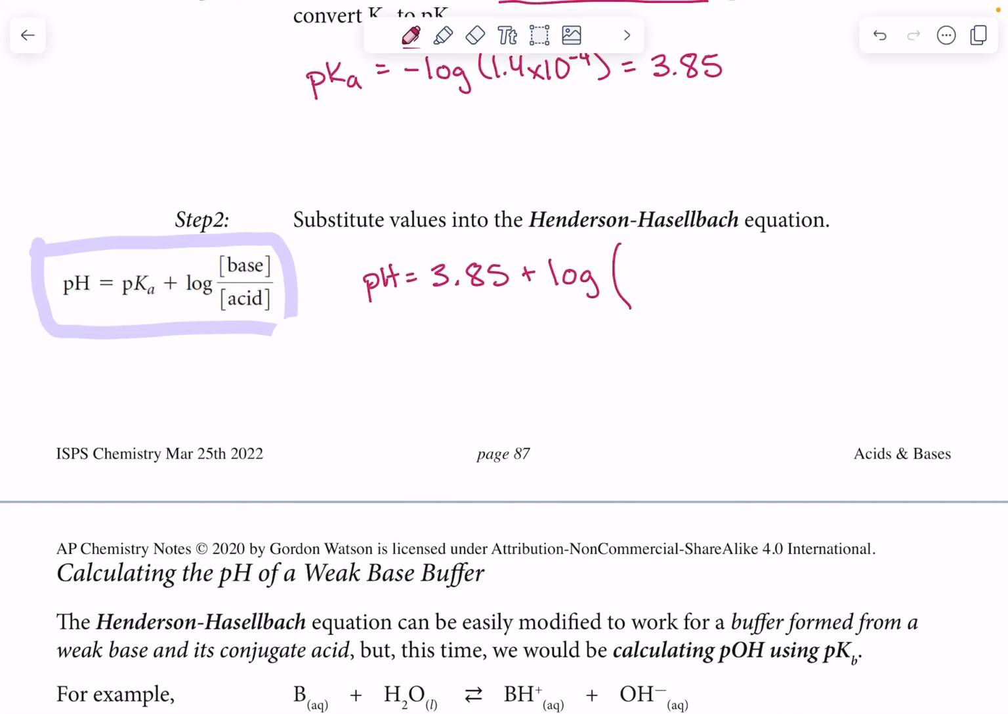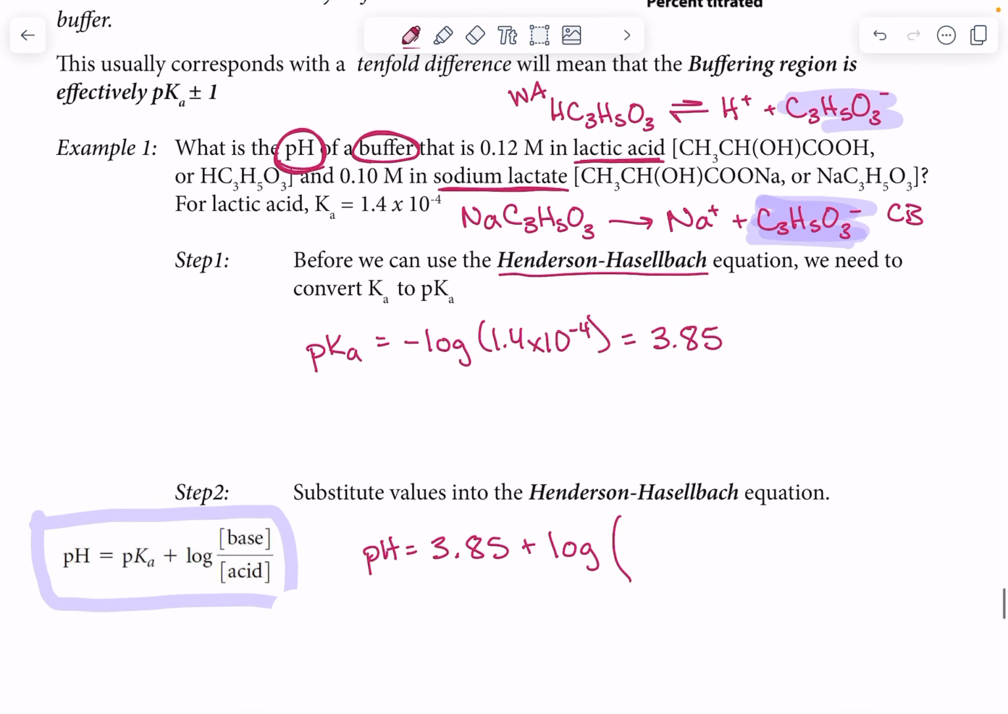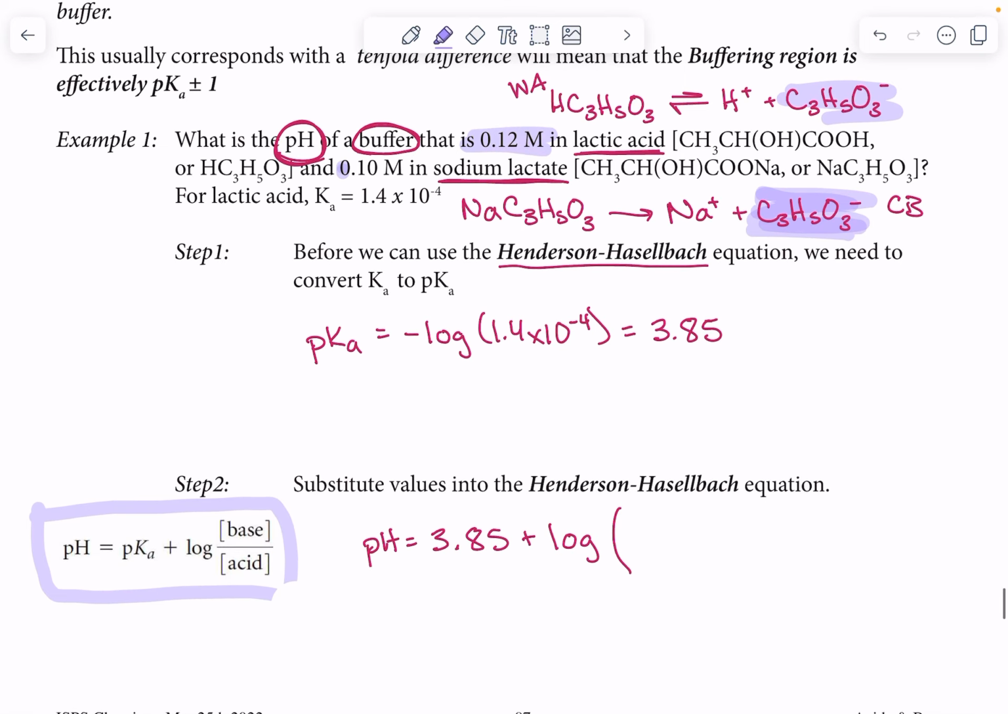In your head, you might be thinking, oh my God, I need to use an ICE table, I need to figure out what the concentration of my base is. But hey, guess what? We simplify it a little bit. We're gonna look right up here. Here's the concentration of our acid. Here's the concentration of our base. Because our base comes from a salt that's gonna completely dissociate, the concentration of our sodium lactate is the same thing as our concentration of our base.